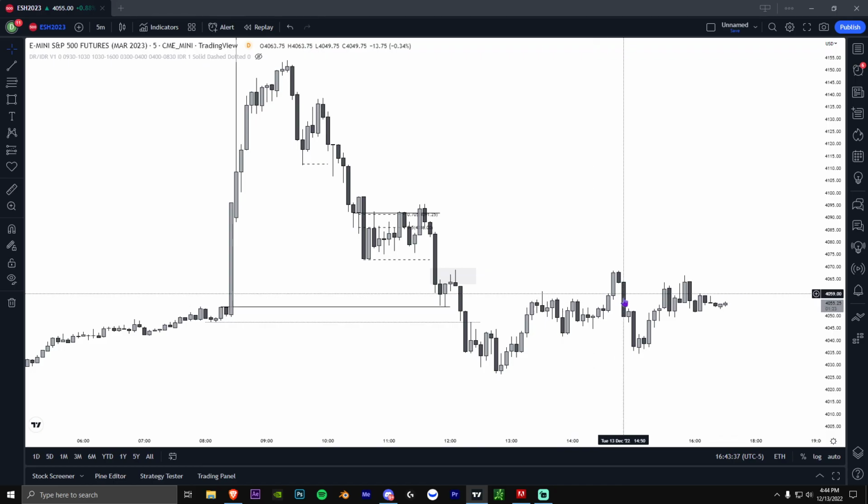Obviously, the end of the day was a little messy right here, but it was kind of expected after this nice price action here. So, other than that, I hope you guys enjoyed, and peace.